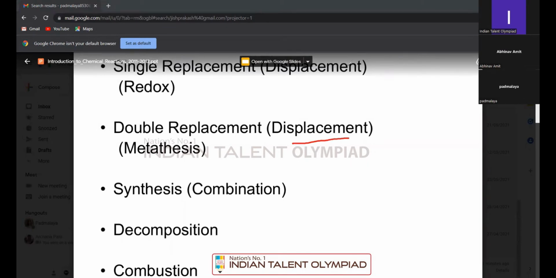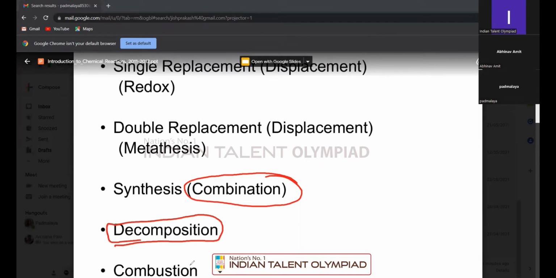After that, we have the synthesis reaction. The other name for synthesis reaction is the combination reaction. Next is the decomposition reaction. Another one is the combustion reaction. And the last reaction we have is the redox reaction. These are the 5 different types of chemical reactions you will be having.